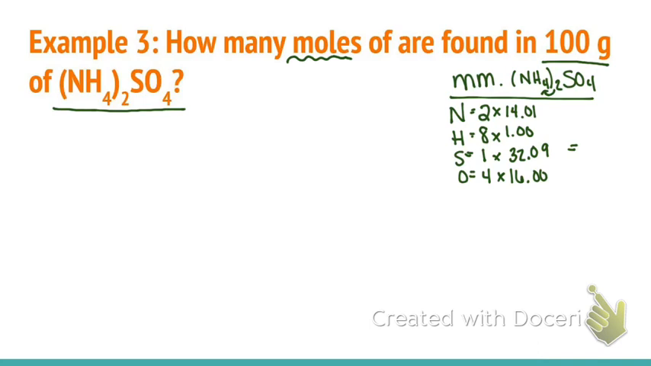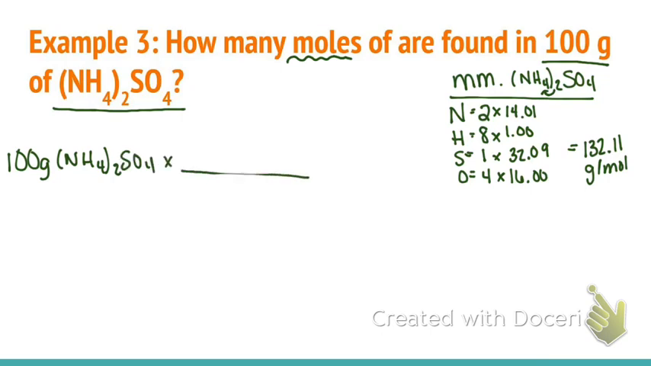So again, you can put this in all at once. If you multiply, add everything up, you get an answer of 132.11 grams per mole. So now that I have that piece of information, I can go ahead and start working on the actual conversion. So my given is 100 grams of this ammonium sulfate. I can go ahead and set up my conversion factor.